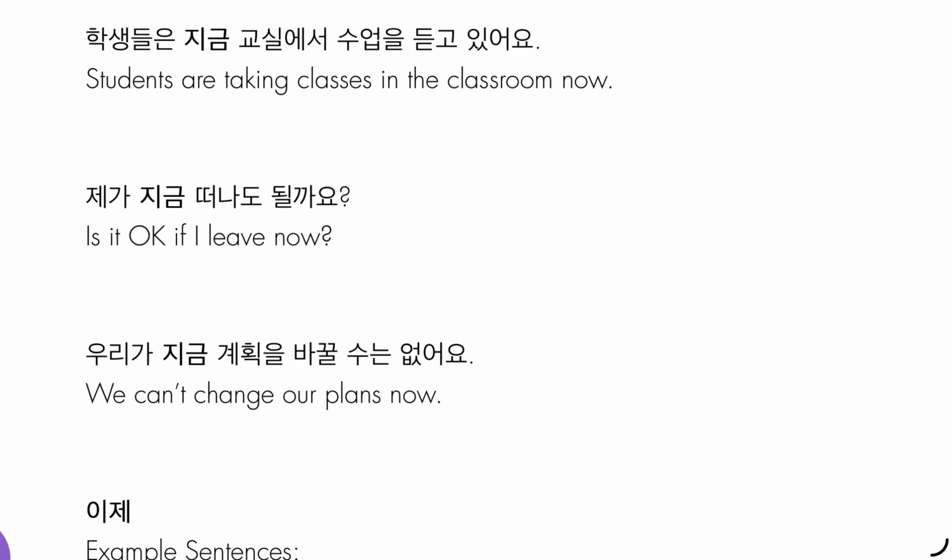And lastly, for 지금, we can't change our plans now. Right at this moment, we cannot change our plans. 우리가 지금 계획을 바꿀 수는 없어요. 계획, plans. 바꾸다, to change. 바꿀 수 없어요, can't change. We're going even further to emphasize that we can't by adding 는 right there. 바꿀 수는 없어요. Doesn't change the meaning at all. It just adds more emphasis.